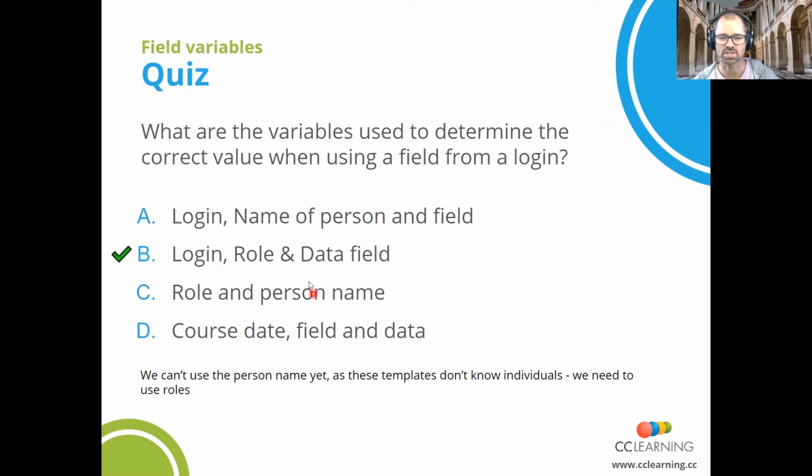We don't know the person's name yet. Course date, that's a throwaway one. In multi-choice, there's always one option you can immediately remove as a potential answer, and that's that one. And of course, we don't know the name of the person, so it can't be either A or C.